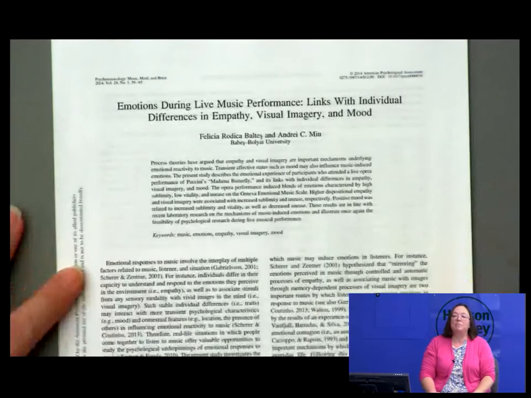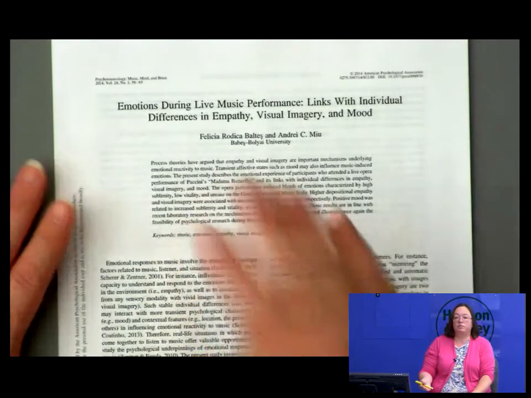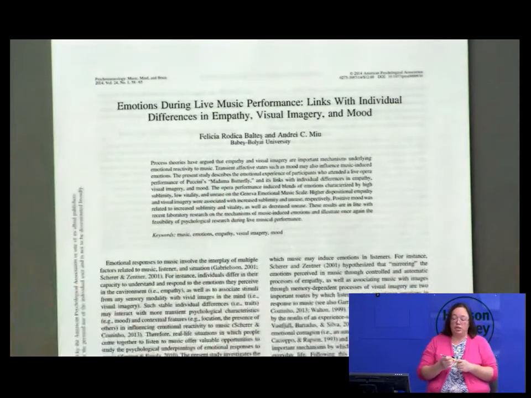Give me a sec, it's coming over. Give it a minute, it'll focus. There we go. Okay. This is about emotions during live music performance, links with individual differences in empathy, visual imagery, and mood.